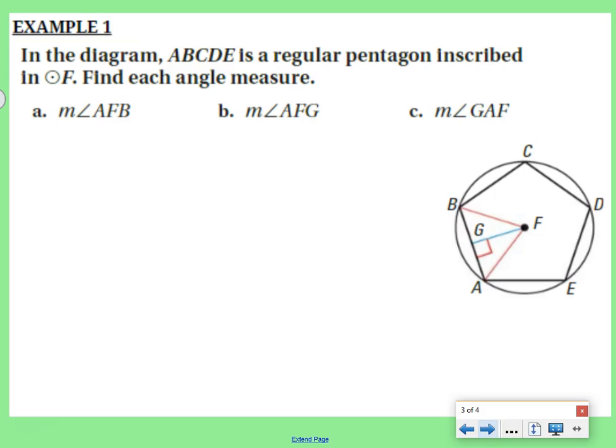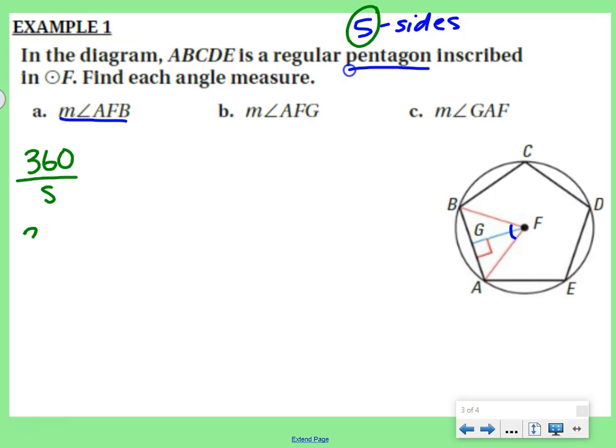Example 1. In the diagram, ABCDE is a regular pentagon, so pentagon is 5 sides, inscribed in circle F. Find each angle measure. The first measure we want to find is angle AFB. Angle AFB would be this central angle right there. Remember, that's the angle where we do 360 divided by the total number of sides. We have 5 sides, so we're going to do 360 divided by 5, which gives us 72. So this is equal to 72 degrees.